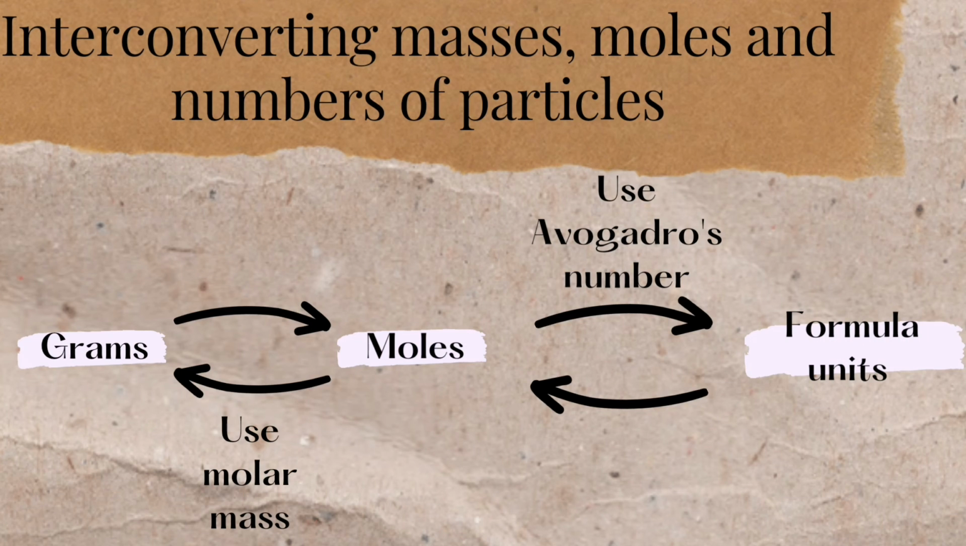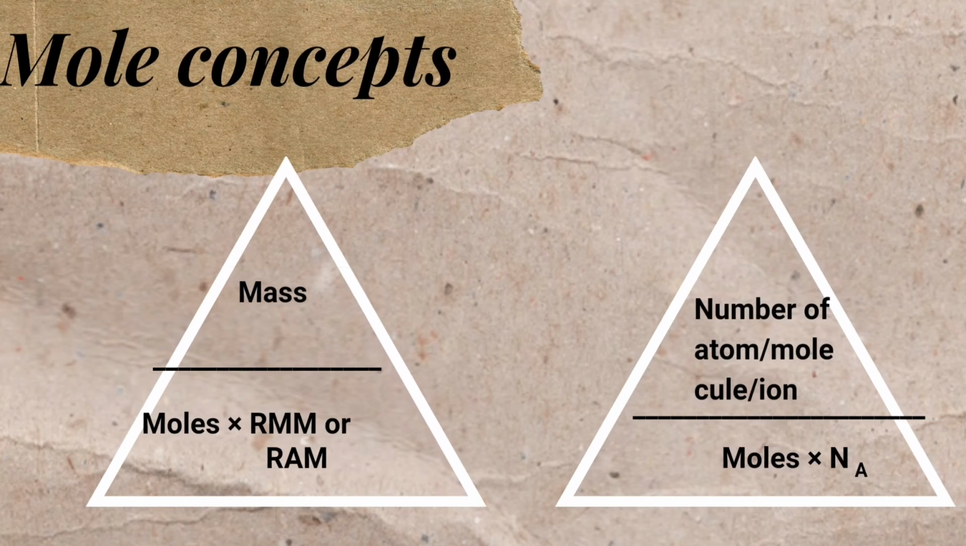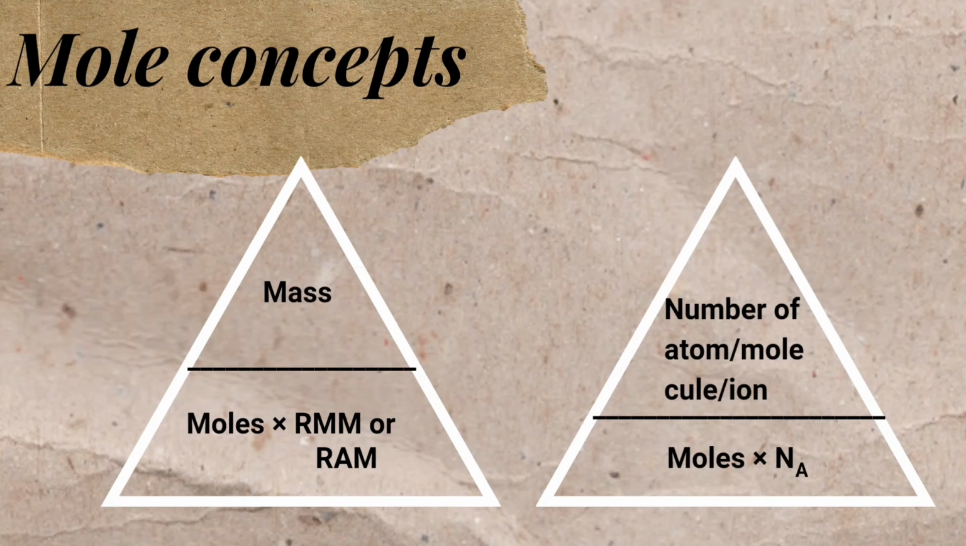Next, interconverting mass, moles, and numbers of particles. If we want to convert grams to moles, we have to use molar mass. And then for converting moles to formula units, we have to use Avogadro's number. This is the mole concept. We can use these two triangles to understand this concept. For the first triangle, mass over moles multiplied by relative atomic mass. And for the second triangle, number of atoms, molecules or ions over moles multiplied by Avogadro's number.